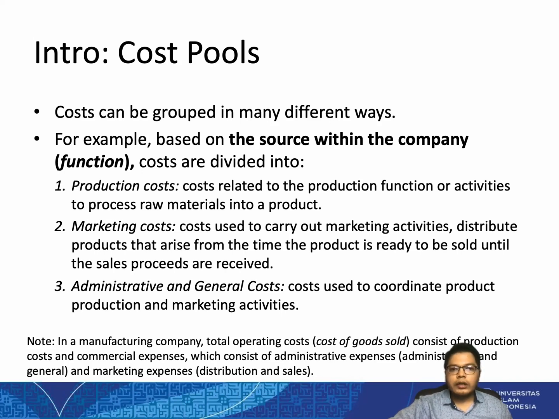And there is also administrative and general cost. This is cost used to coordinate production and marketing activities. Usually we call these back office activities, such as finance or human capital management, etc. Usually in a manufacturing company, the cost of goods sold is the combination of all of these.